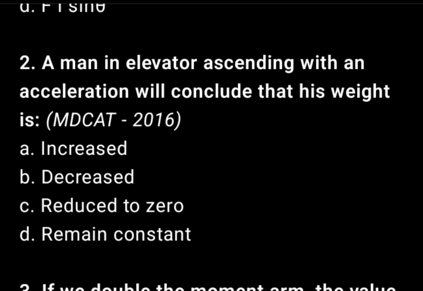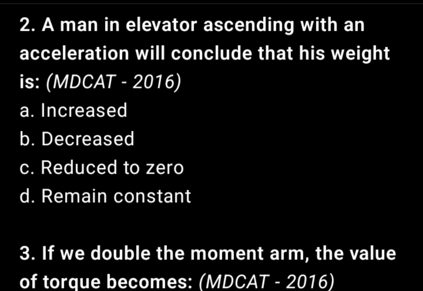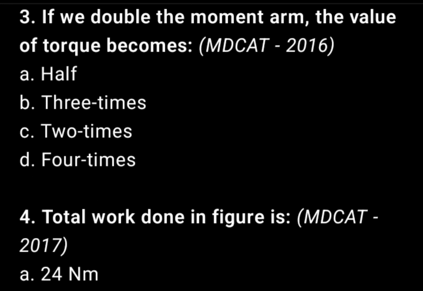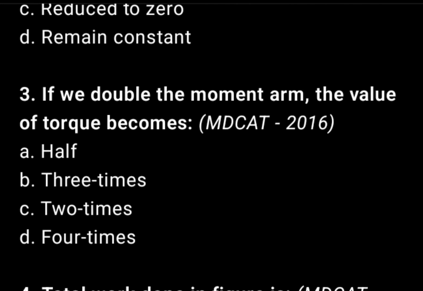2. A man in an elevator ascending with an acceleration will conclude that his weight is, MDCAT 2016. A. Increased. B. Decreased. C. Reduced to 0. D. Remain constant. 3. If we double the moment arm, the value of torque becomes, MDCAT 2016. A. Half. B. 3 times. C. 2 times. D. 4 times.